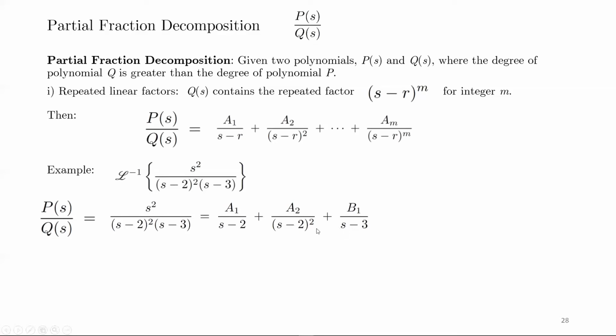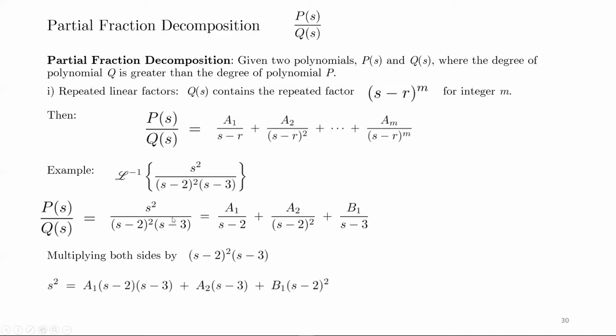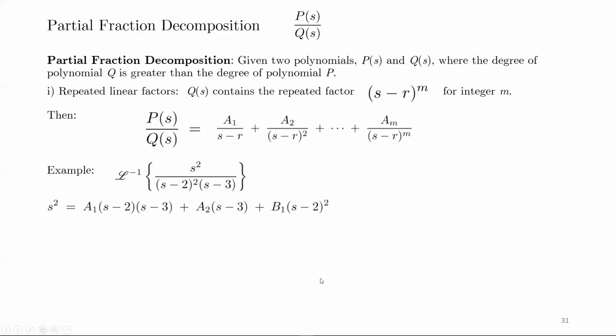Okay, and we're going to play the same game as the last example. We're going to multiply both sides of this equation by the denominator of the left-hand side. We're going to multiply both sides by S minus 2 squared, S minus 3. So that on the left-hand side we just get S squared, and on the right-hand side we get something that looks like this. Okay, just simplifying that, give myself a little bit of space. I'm going to approach this in the same way.